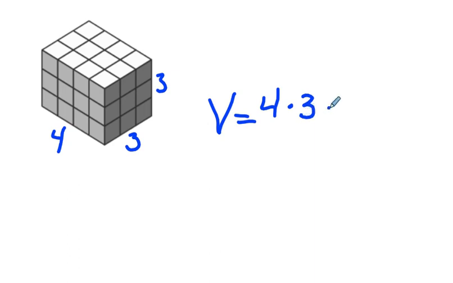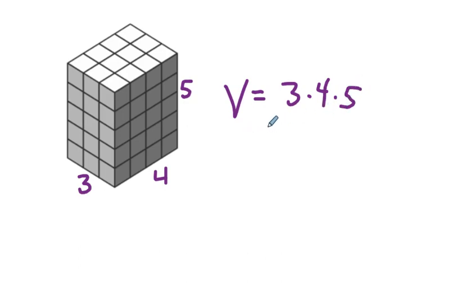Okay. Now let's take a look at this one. So for this one, my length is 1, 2, 3, 4 long. My width is 1, 2, 3 wide, and the height is 1, 2, 3 tall. So my volume here is 4 times 3 times 3. So 4 times 3 is 12, and 12 times 3 more is 36. So the volume of this rectangular prism is 36 cubic units, or 36 units cubed.